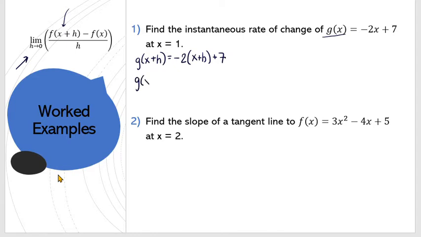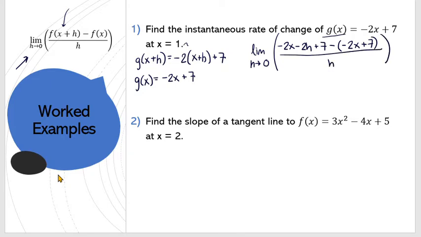And of course, we know that g of x is negative 2x plus 7. So we're going to put that into this formula. We'll leave the limit as h approaches 0. And then I'm going to do some simplifying, I'm going to distribute that negative 2. So I have negative 2x minus 2h plus 7, and that's g of x plus h. And I have minus, maybe I'll do it a couple steps here, minus negative 2x plus 7. And all of that's over h.